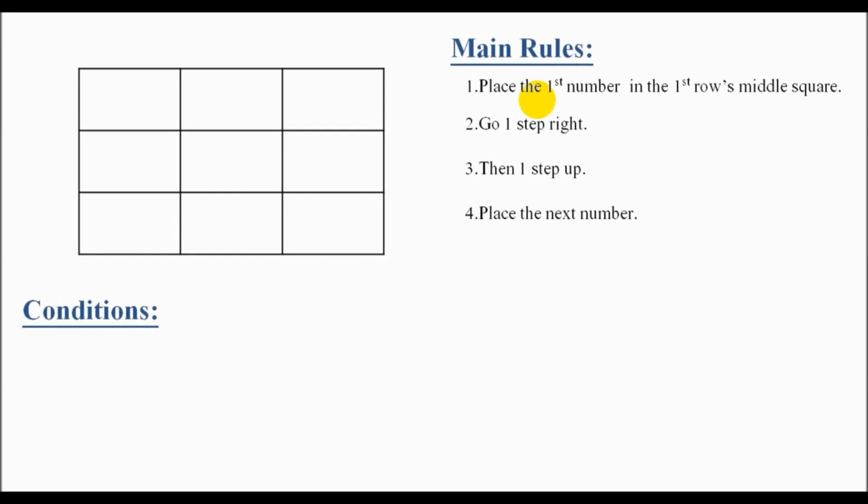So at first we need to place the first number in the first row's middle square. So this is our first row and this one is the middle square. So we are putting our first number here, that is 1. And then we need to go one step right. So we are taking one step right, then one step up. And now we are leaving the top. So here comes the first condition.